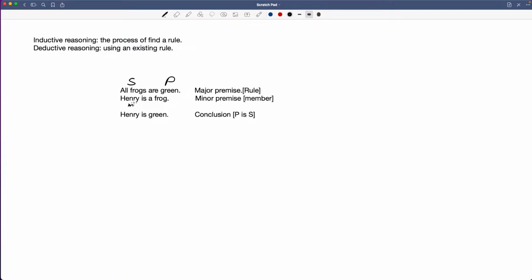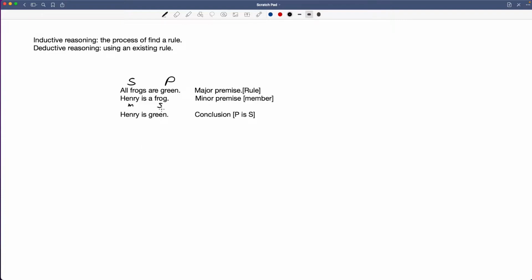Henry is a member of the subject. He's a member of S. So we would repeat S here. We have to say that the subject here is a member of the subject here. So the member is the subject. All right, see the pattern? You have to tie the major and the minor premise together by having the subject of the major premise as the predicate of the minor premise. If you don't have that, then you're not following a logical set of steps. You're not tying these two together. They have no relationship between the two to link them. They have to have that relationship.